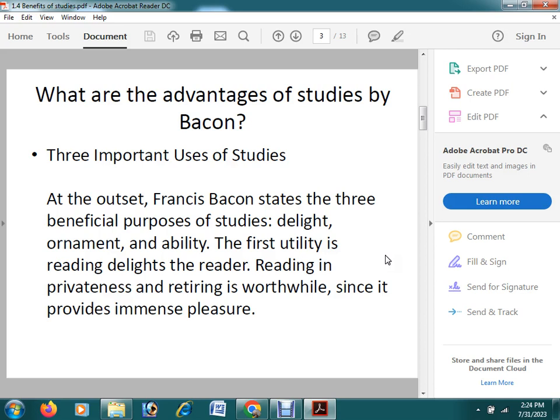And the uses of studies. What are the uses of studies? Again, he said delight, ornament, and ability. The first utility is that reading delights the reader. So if you read a thing, it will make you happy. Reading in privateness and retiring is worthwhile, since it provides immense pleasure. And how and where are you supposed to read? You are supposed to read in isolation.